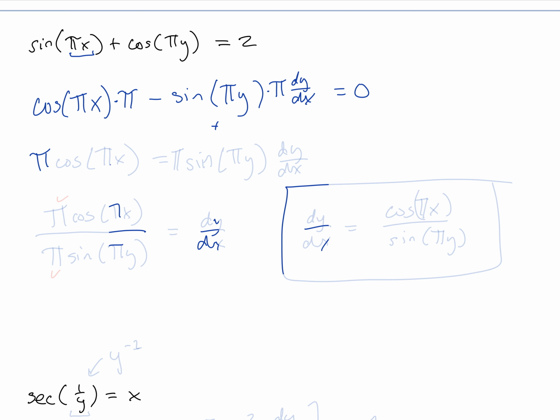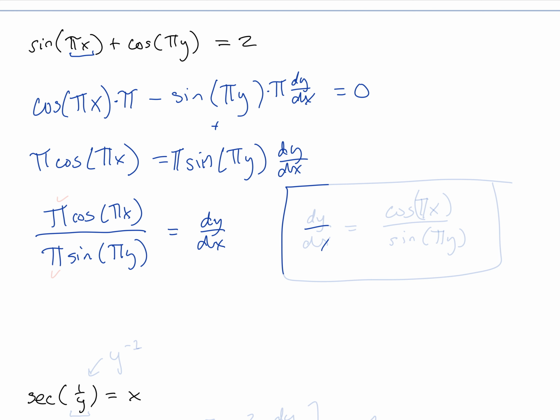And so I've got pi cosine of pi x equals pi sine of pi y times dy dx. And now I want to divide both sides by the multiple of dy dx. So I've got pi cosine of pi x divided by pi sine of pi y equals dy dx.